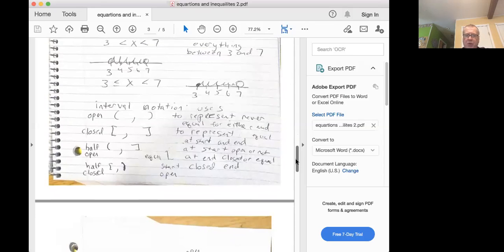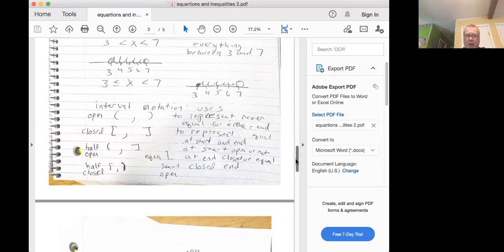Interval notation uses parentheses and brackets. Parentheses means that it's open at that point. It can't be included. That's like a less than or greater than. Brackets means it's closed at that point. That means that you can use that point, and that means it's like a greater than or equal to or a less than or equal to.